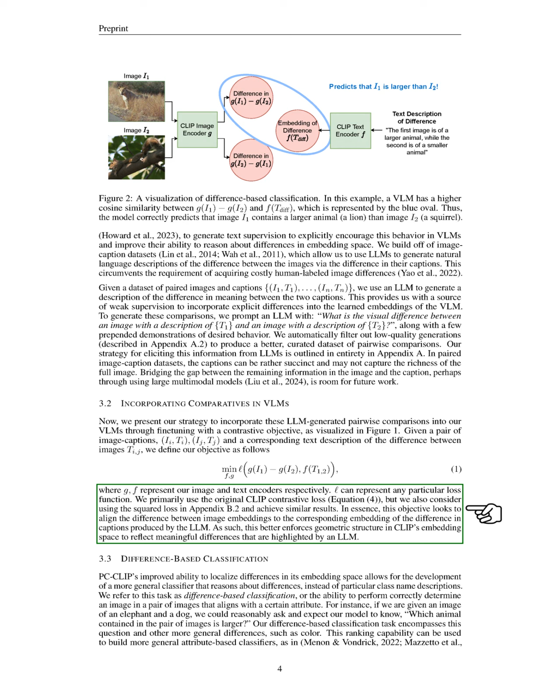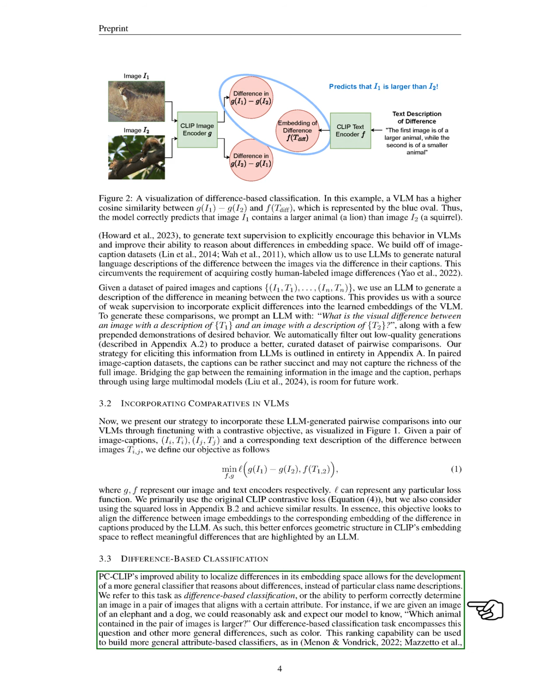Section: Difference-based classification. In this section, we discuss difference-based classification, which leverages PC-CLIP's enhanced ability to identify differences in its embedding space. This allows us to create a more versatile classifier that focuses on differences rather than specific class names. We define this task as the ability to accurately identify an image from a pair based on a certain attribute. For example, if we have an image of an elephant and a dog, we might ask, which animal is larger? Our task includes this question and other general differences, like color.